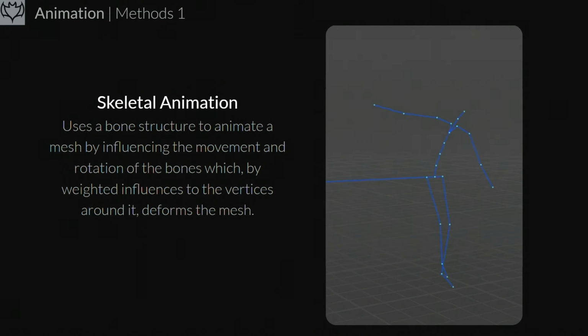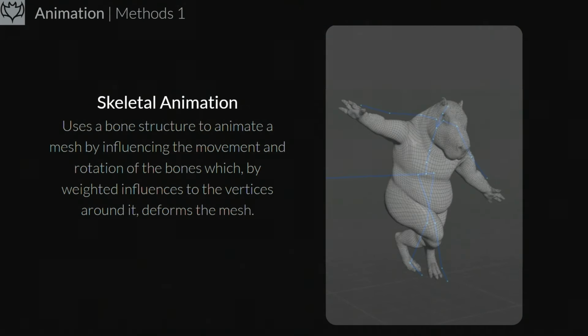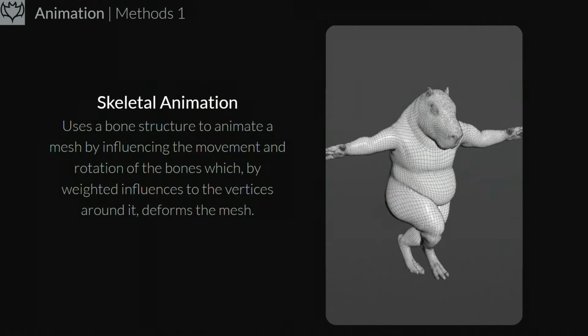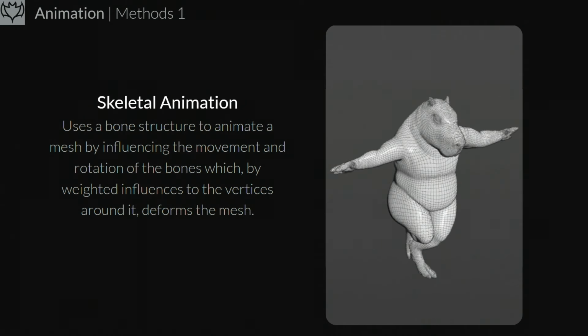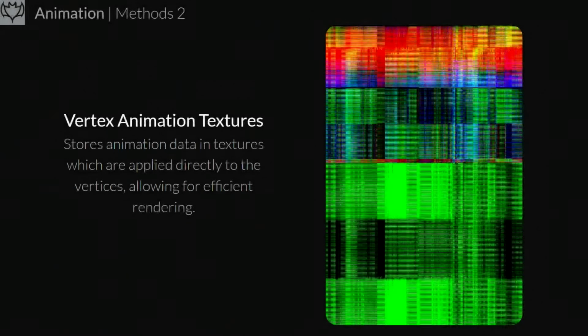So Skeletal Animation, so an FBX animation, is a way of animating a mesh which uses a bone structure. Our animation controls the movement and rotation of bones, which by weighted influences to the vertices around it, deforms the mesh, and this is the standard for games currently. Vertex Animation Textures is a way of storing animation data in textures, and then we apply this texture data to the vertices in real time, allowing for efficient rendering.